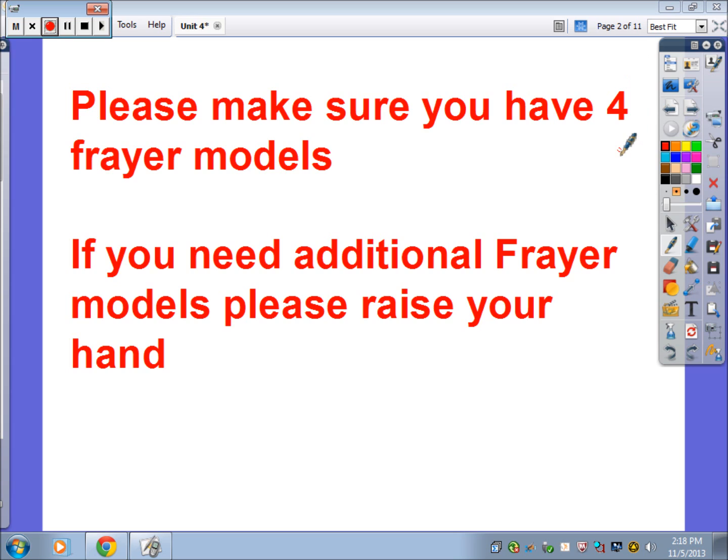Alright, today you're going to need 4 Frayer models. Before we get started, make sure that you have 4 Frayer models. If you don't have 4 Frayer models, please raise your hand now. And some Frayer models will be brought around to you.